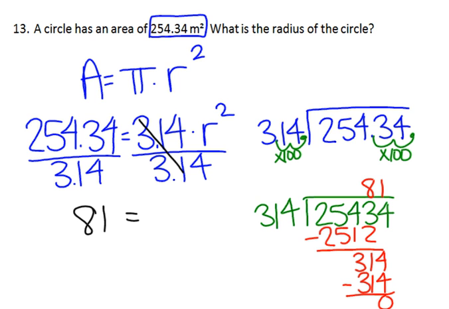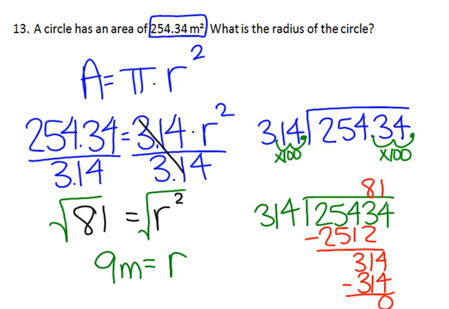And on the right-hand side, we still have radius squared. So we need to figure out what number times itself equals 81. The mathematical way to show that is the square root of the radius squared and the square root of 81, which gives us 9 for the radius. And then finally, I'm going to put units on that. So we'd have a radius of 9 meters.